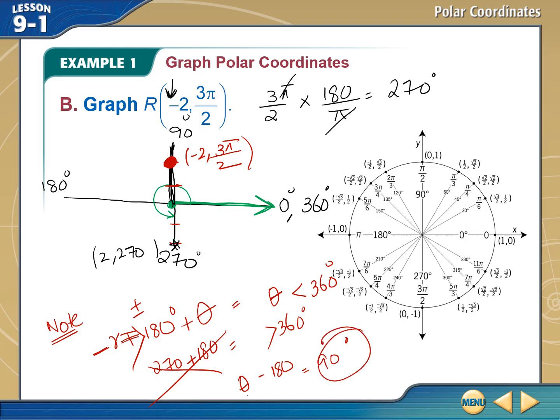So you see that if you go in the clockwise direction, your angle will be 90 degrees. So either write -2, 3 pi by 2, or you can write 2 and 90 degrees.